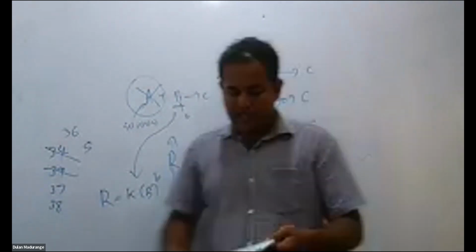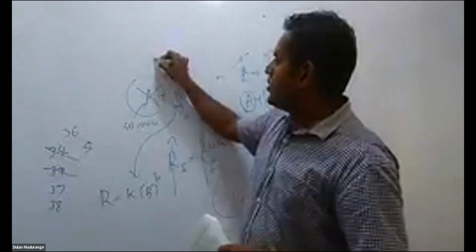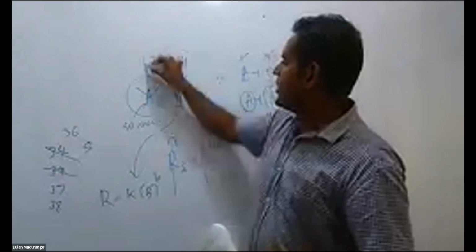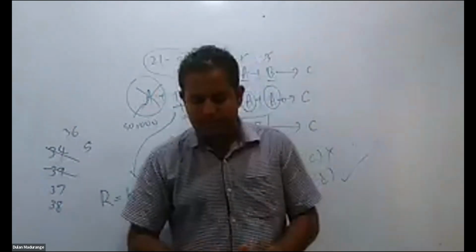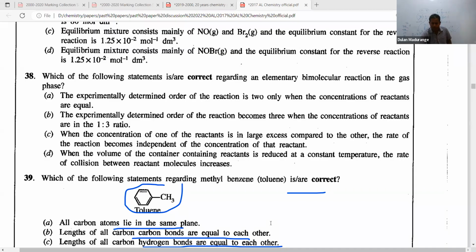So then tell me, question number 21 to 30, the questions we have to discuss. Right? 21 to 30. Please send the questions. Right. 21 to 30. What we have discussed.